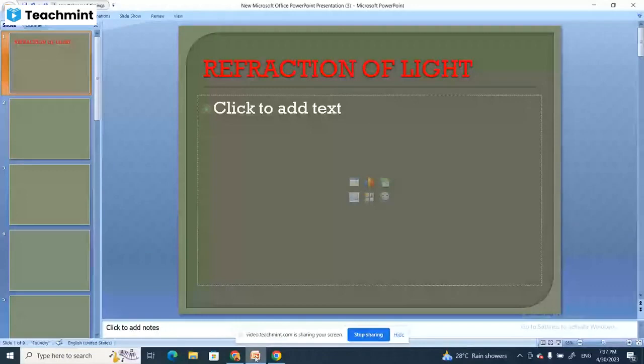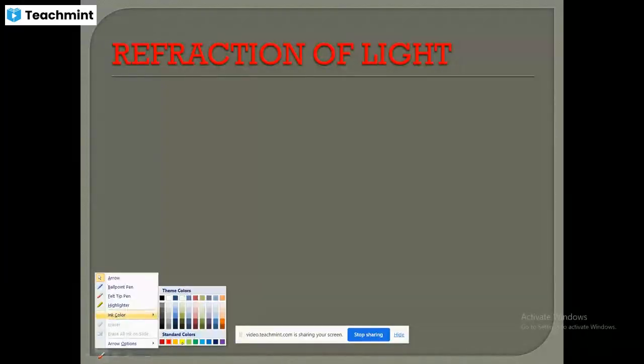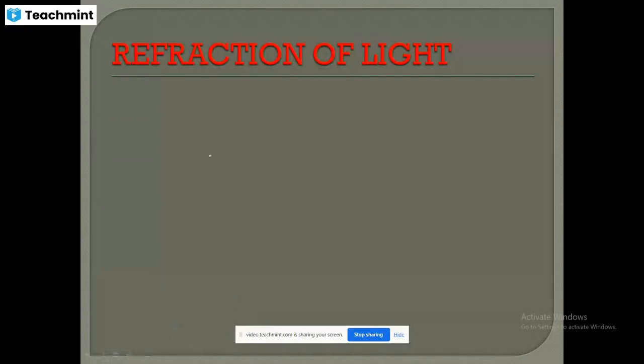In this class, I would like to teach you refraction of light, a new chapter. Refraction is another phenomenon of light. In this class, I would like to teach you the first one, the terms related to refraction.